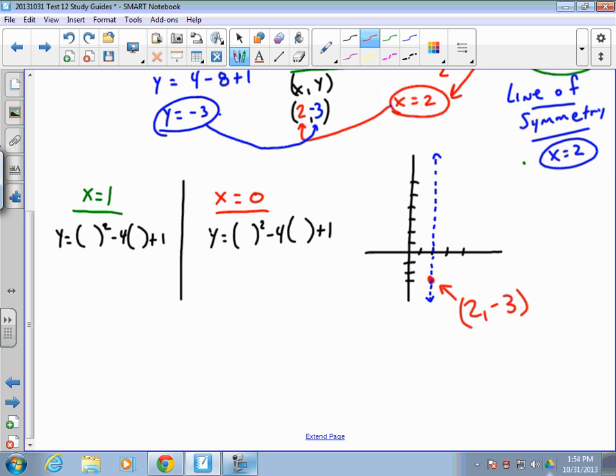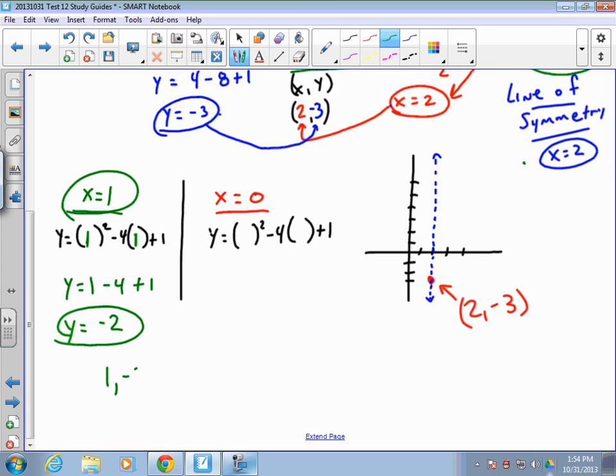From there, you want to pick the next 2 adjacent points, either going to the left or to the right. It doesn't matter which way you go, but we know our x value is 2 here. So if we go 1 time to the right, our x value will be 3. If we go to the left, our x value will be 1. That's usually easier for most people to multiply. So when you take the x value of 1, you plug it back into the original equation. Y equals 1 squared is 1. Negative 4 times 1 is minus 4 plus 1. 1 minus 4 is negative 3, plus 1 is negative 2. So when x is 1, y is negative 2. That's the next point, 1, negative 2.